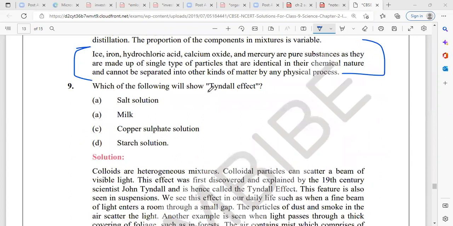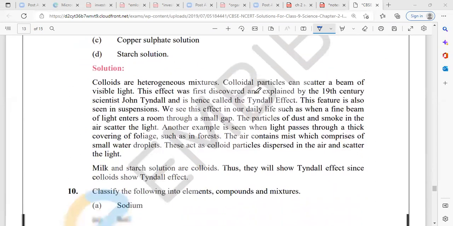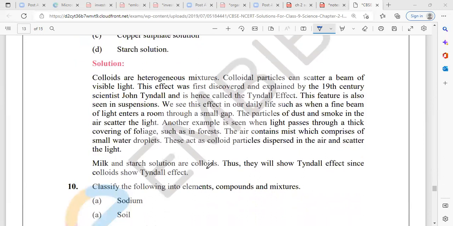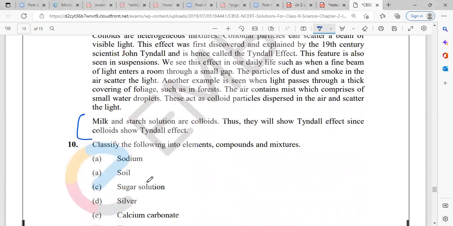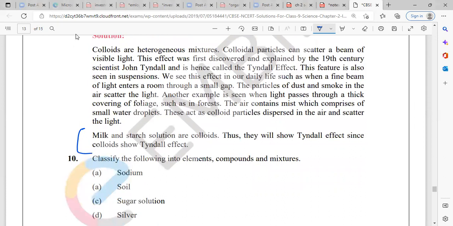Now the last one. Which of the following will show the Tyndall effect? Okay. So milk and starch solution are colloids. Thus they will show the Tyndall effect, since colloids show the Tyndall effect. Only colloids show it. So this is the answer. And then the last one we'll be doing. Then I'll just leave you.